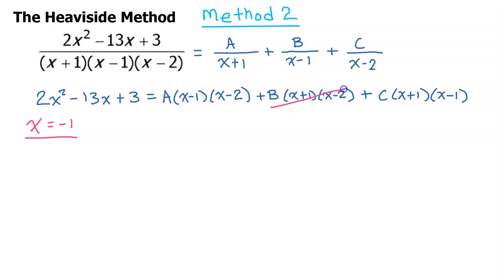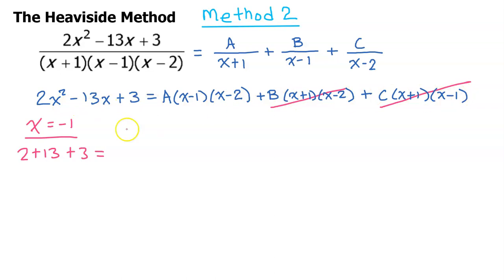So this term is going to be gone because -1 plus 1 is 0, and this term is going to be gone because the x plus 1 will become 0 when you plug in -1. That's going to leave us with, on the left side, -1 squared is +1. 2 times +1 is 2. So I have 2, and then -13 times -1 is +13, and then we have the +3. So that's what we get on the left-hand side if we plug in -1.